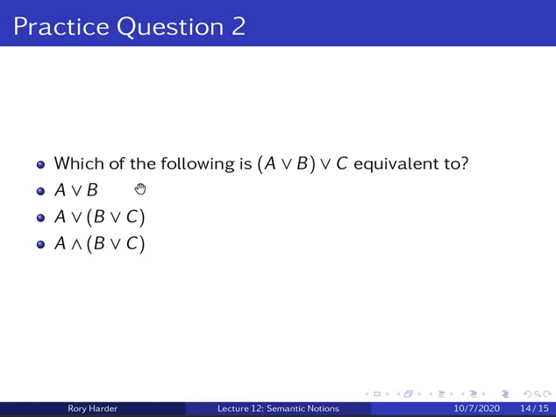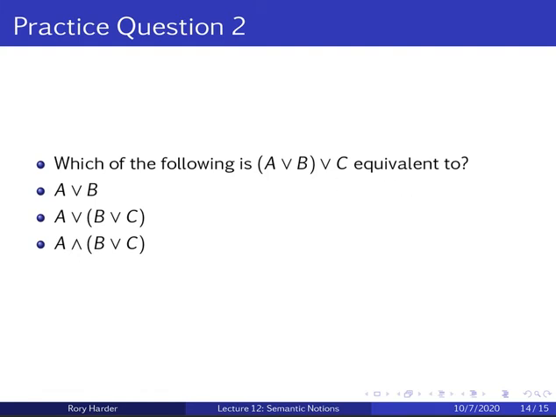Now, in general, a given sentence is equivalent to many, many other sentences. So in a given question, there might be multiple correct answers. In this question, however, I think only one of these three is a correct answer. That is, I think only one of these three is equivalent to the given sentence A or B or C.